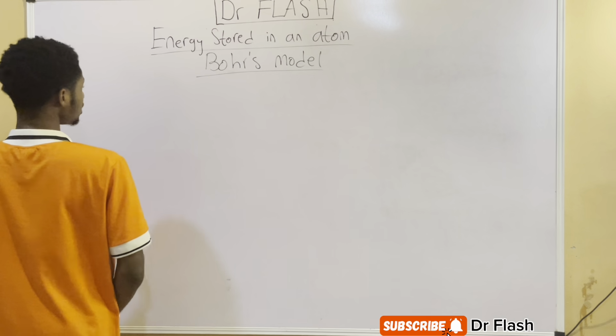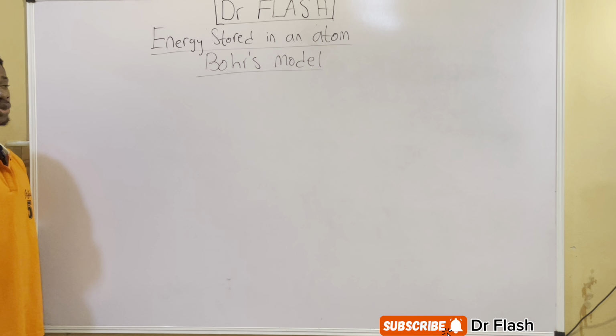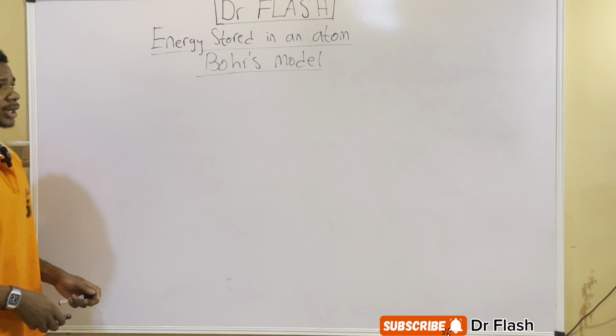Now, in our previous video, we talked about the equations and their usefulness in calculating the Bohr radius and the velocity of an electron moving in an atom. In this video, we're going to talk about the energy stored. If you need more insights on the radius and velocity, you might want to watch those videos on our playlist, and then come back to watch the energy stored in an atom.